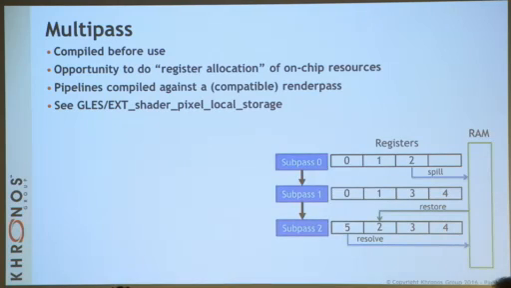And the pipelines are compiled against the render pass they're going to use, or actually technically against a compatible render pass. And so when you do the pipeline compile, it knows where to access all the resources, and it doesn't have to do any state-based recompilation later on.